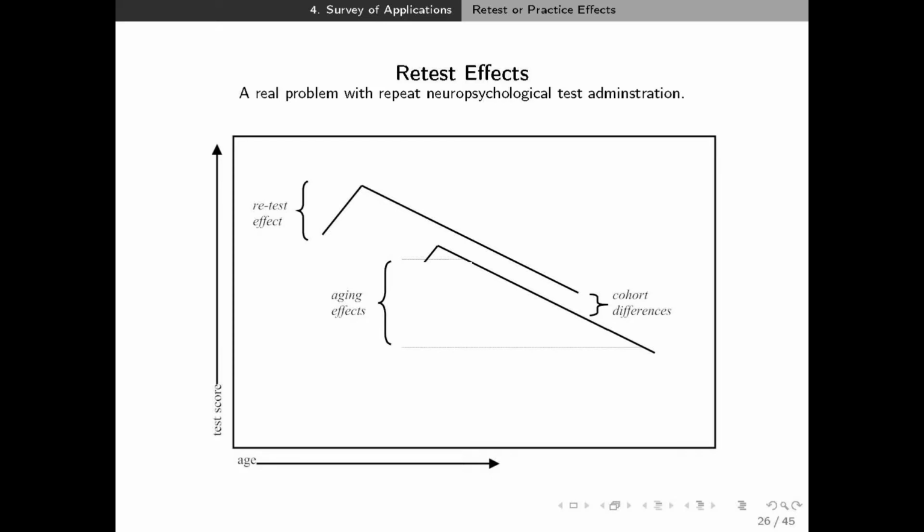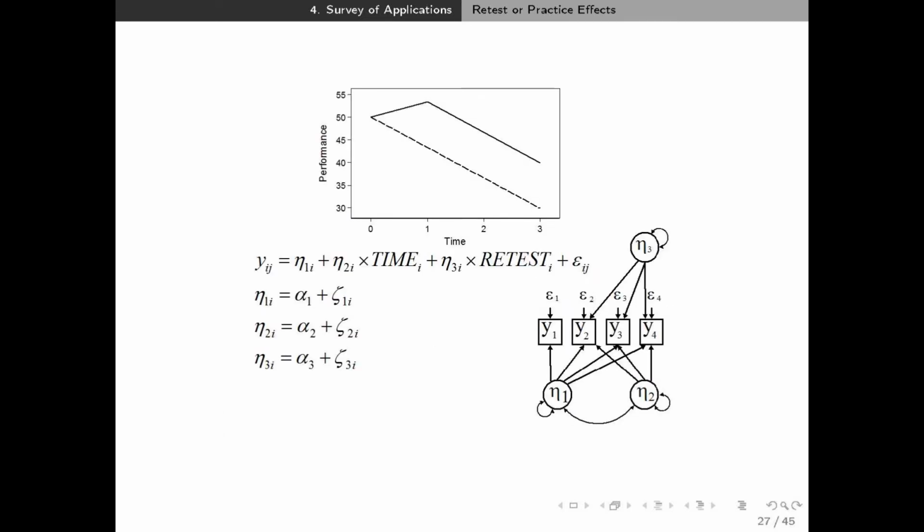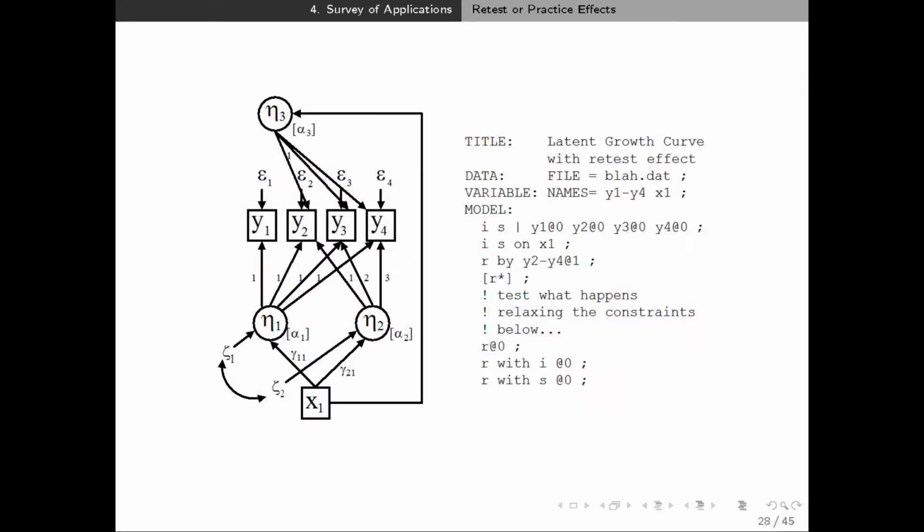We can control for practice and retest effects in a latent growth curve modeling framework. This often happens in cognitive aging research, and we do it just by adding additional growth factors. It's like adding a second intercept to the model to capture a bump in performance between baseline and second follow-up. And we can look at how background variables might be related to intercept and slope, but also to the magnitude of the retest or practice effect.